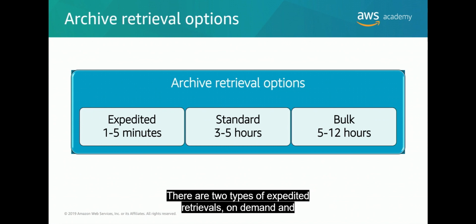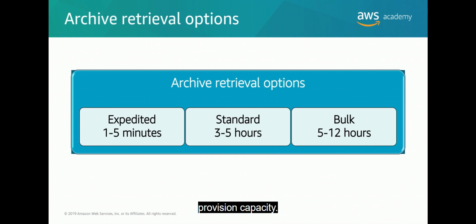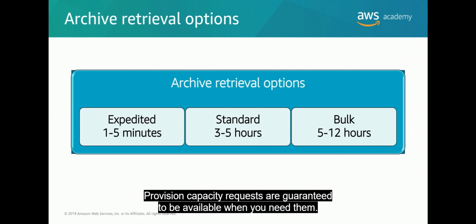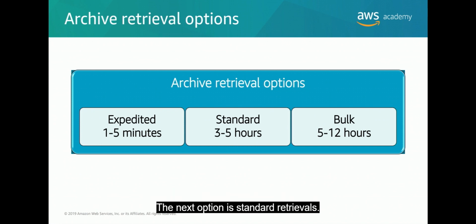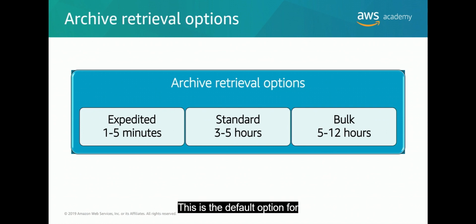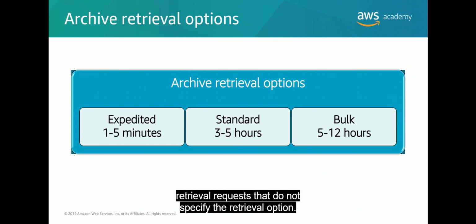There are two types of expedited retrievals: on-demand and provisioned capacity. On-demand requests are available most of the time. Provisioned capacity requests are guaranteed to be available when you need them. The next option is standard retrievals. They enable you to access your archives within several hours. Standard retrievals typically complete within 3 to 5 hours. This is the default option for retrieval requests that do not specify the retrieval option.